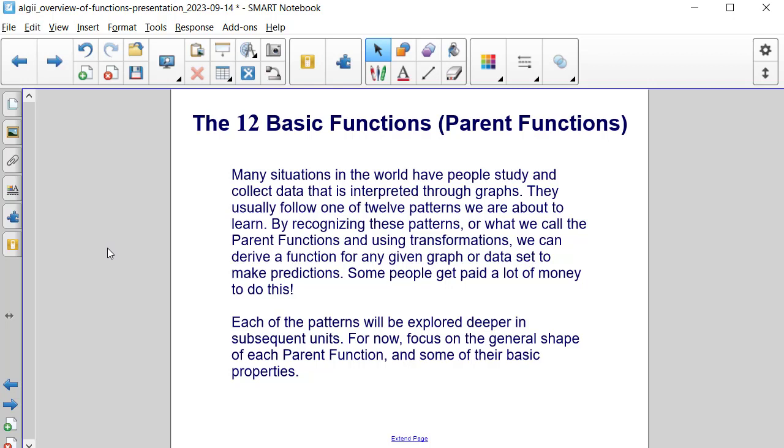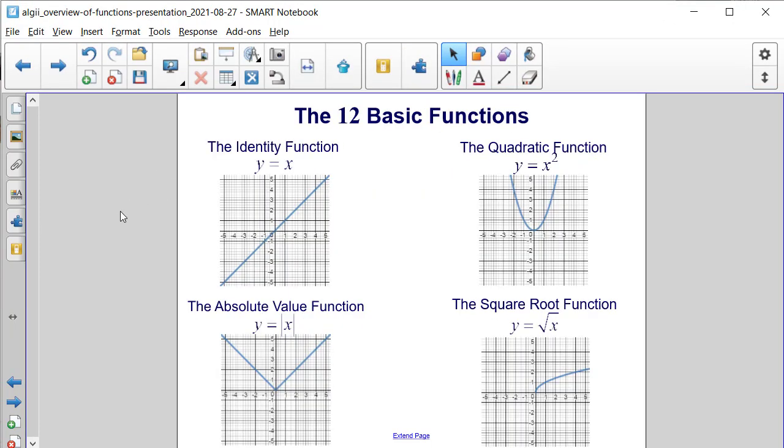Some people get paid a lot of money to do this. Each of the patterns will be explored deeper in subsequent units. For now, focus on the general shape of each parent function and some of their basic properties. The first 4 parent functions are the identity function, which is a linear function that goes directly through the origin, the quadratic function, which is y equals x squared, or the basic parabola. You have the absolute value function, which is y equals absolute value of x, and you have the square root function, which is y equals positive square root of x.